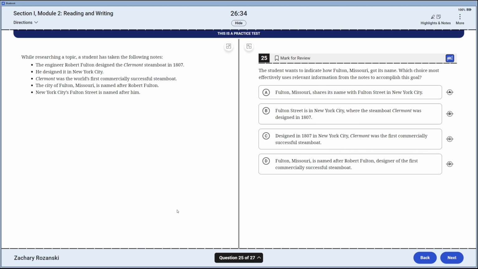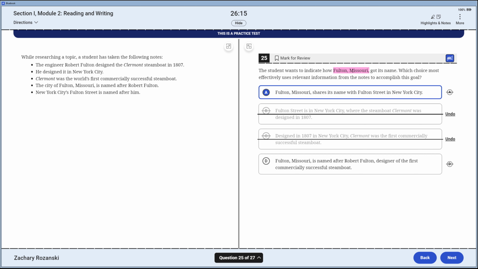I want to indicate how Fulton, Missouri, Mizzou got its name, how this place got its name. "Fulton, Missouri shares its name with Fulton Street." Maybe that could be it. I'll keep reading. "Fulton Street, where the steamboat." No, this does not say where this got its name. Too many degrees removed.